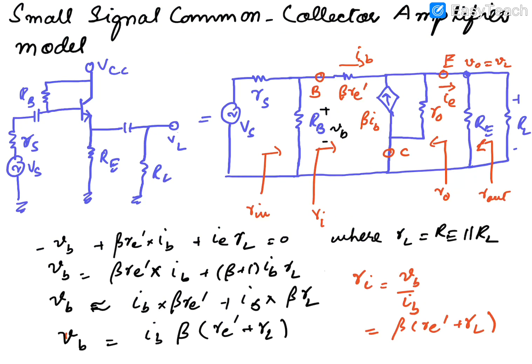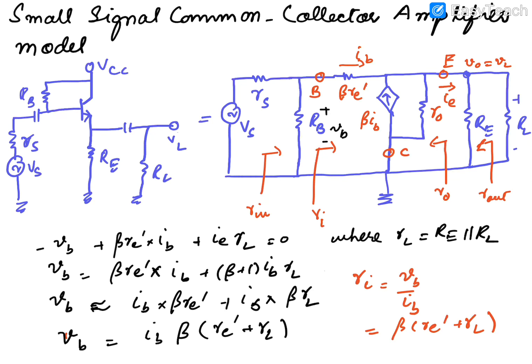So next is the small signal common collector amplifier model. In case of the common collector amplifier circuit in which we have also connected RL and RS, this is equivalent to this model. In case of the common collector circuit, again from base, in this case the collector is grounded. As you can see, the collector is grounded.